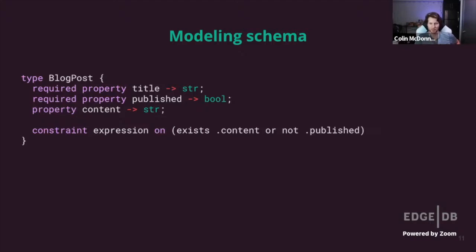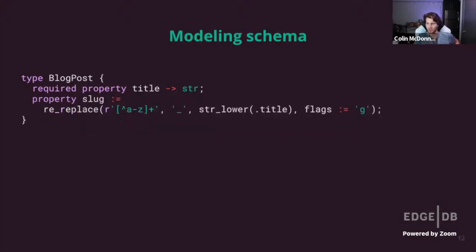We add a constraint onto this entire object type. So one of two things has to be true. Either content has to be there, or published has to be false, which means that you can no longer have a blog post here that's both published and lacking content. If that's possible in an ORM, I haven't seen it, but if it is, actually let us know in the Discord.